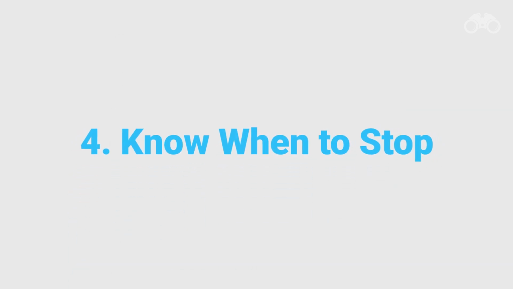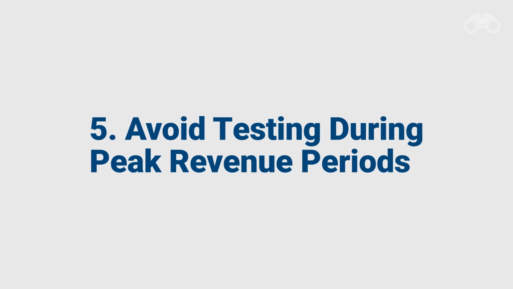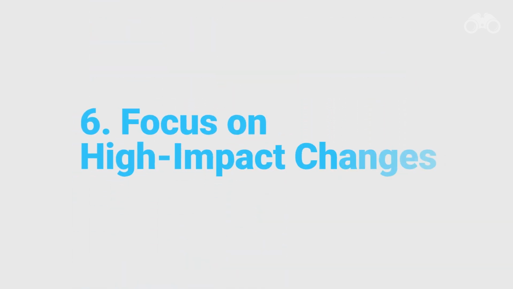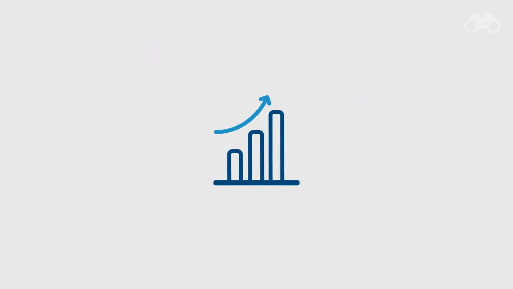You can quickly Google statistical significance if you want to dive deeper into this topic. Next, know when to stop. If you see bookings drop significantly, like a 25 or 30% drop, then it's okay to end those tests early. You may want to avoid testing during peak revenue periods that are really important for your business, where you don't want to lose potential income during your busiest times. And lastly, focus on high impact changes. Test pricing adjustments that could meaningfully affect your annual revenue.